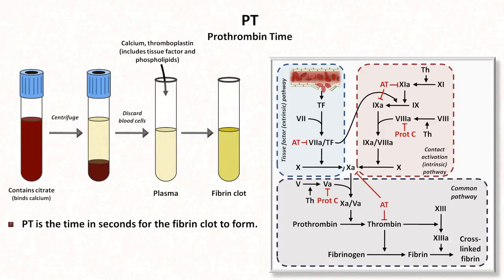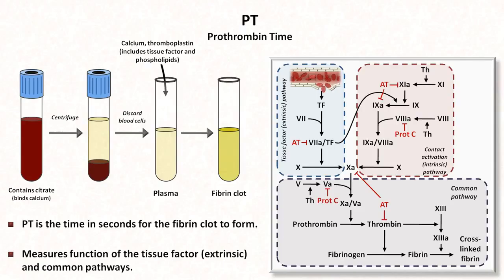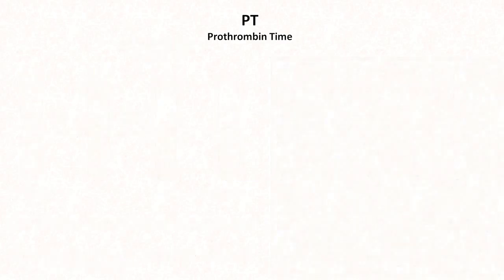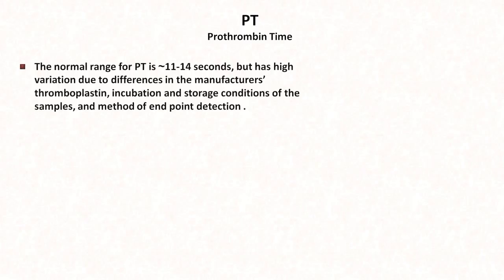From the coagulation cascade diagram, you can see that this is a measure of the function of the tissue factor pathway. However, it is also a measure of the function of the common pathway, since deficiencies or abnormalities of thrombin, fibrinogen, factor V, or factor 13 will also lead to delayed clot formation. The normal range for the PT is about 11 to 14 seconds, but this has high variation due primarily to differences in the manufacturer's thromboplastin, but also due to differences in incubation time, differences in the storage conditions of the samples, and differences in the method of endpoint detection.